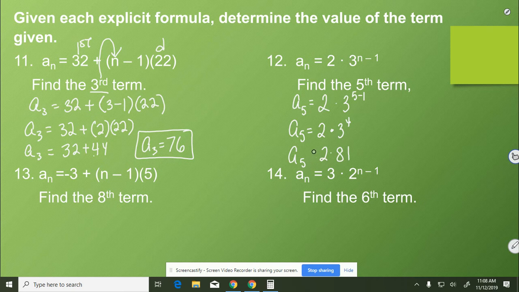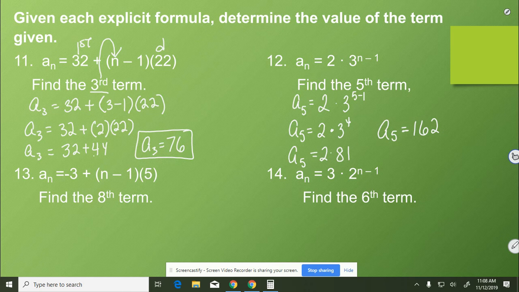If you use your calculator because you don't know what 3 to the 4th is, that's totally fine. I know 3 times 3 is 9, and 3 times 3 again is 9, and 9 times 9 is 81. So 2 times 81 would be the fifth term, and it's 162. Okay, so again, instead of having to generate it with the recursive formula, I could just plug it in to my explicit formula to find any term.